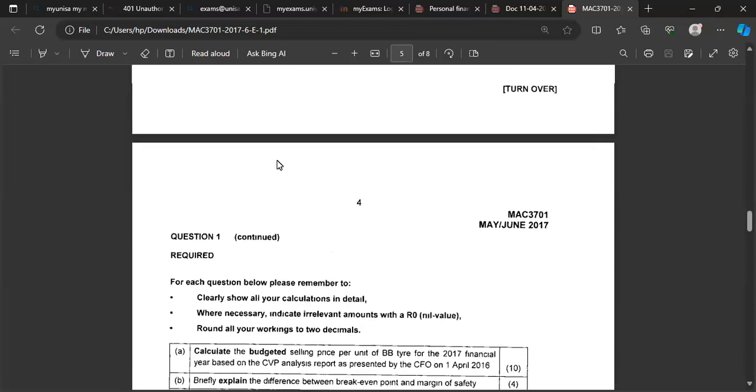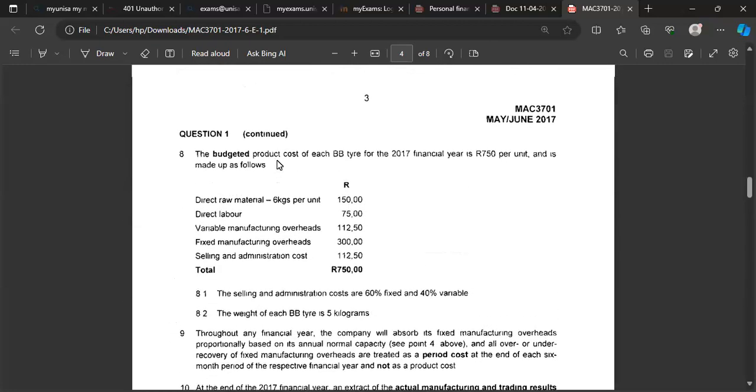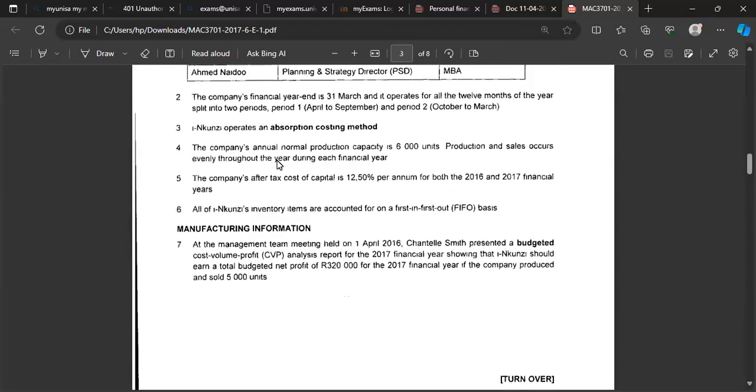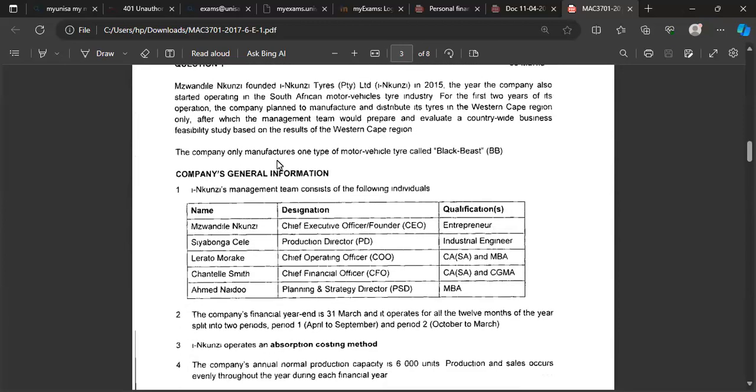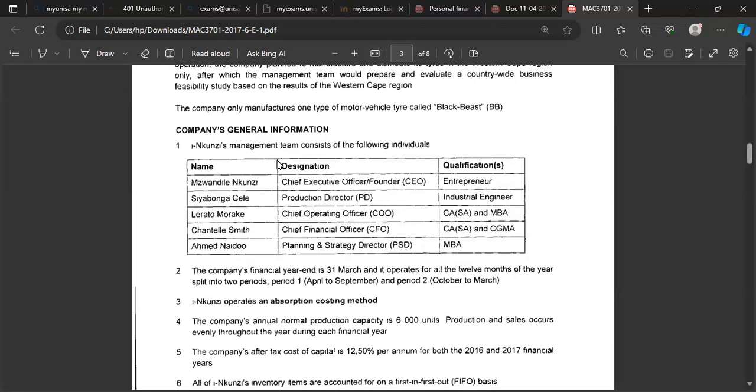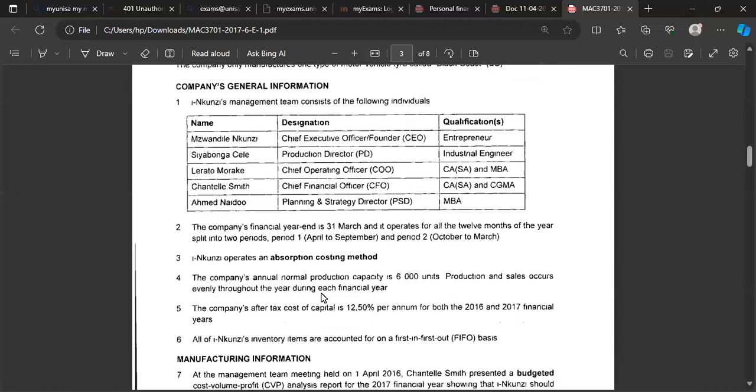Let's see what was on the report. Now that we've read through the questions, we can start searching and seeing where we can find some of the things that are relevant. The company's financial year ends 31st of March, so it's divided into 2 periods. We've got period 1 and period 2.